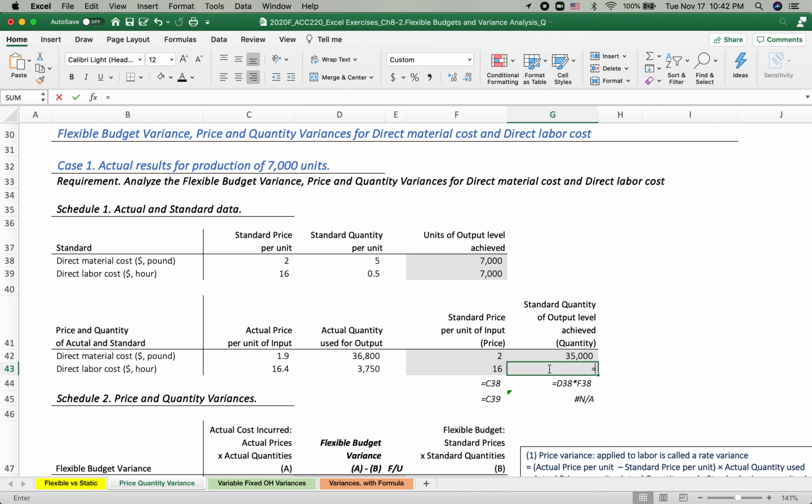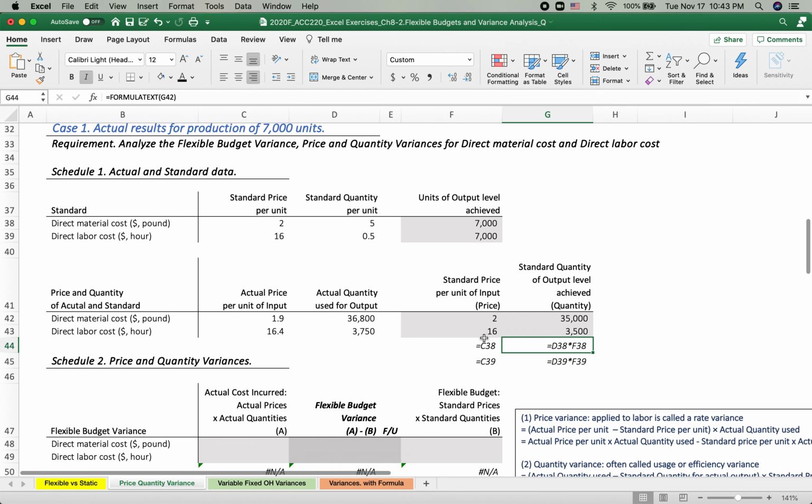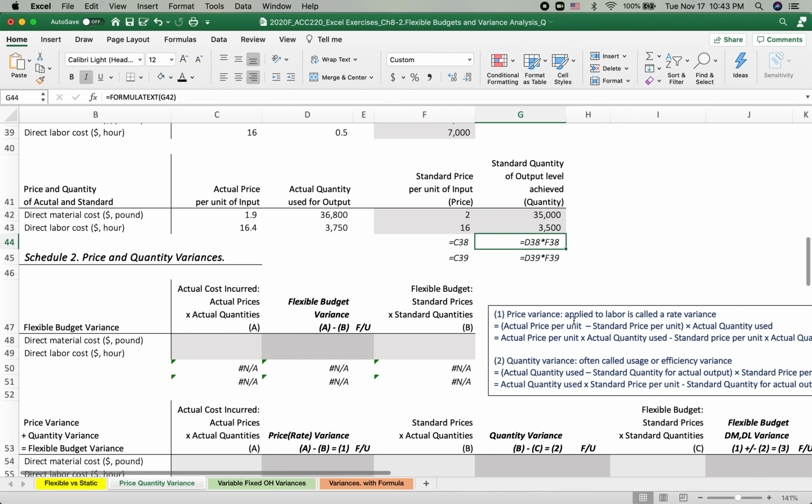In the same way, 0.5 times 7,000, at the 7,000 activity level, the number of units output. So we got it. Now we can just apply this equation here. Actual cost incurred can be calculated as actual price times actual quantities.